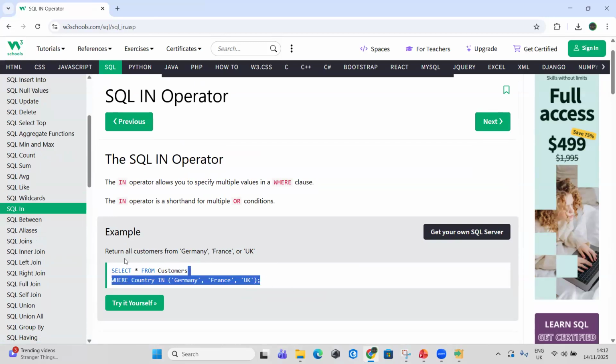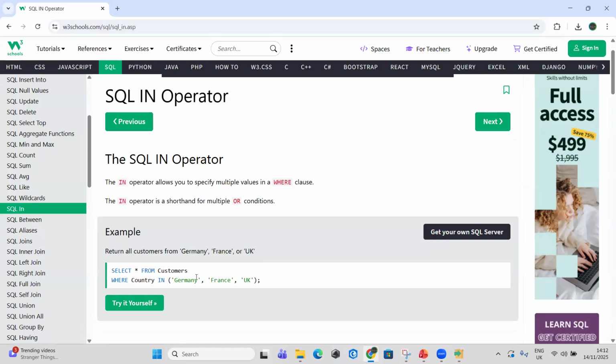If you look at it the first moment, what do you feel it means? Select all from customer where country in Germany, France, or UK. Yeah, so it will select all the people who are from country Germany, France, or UK.